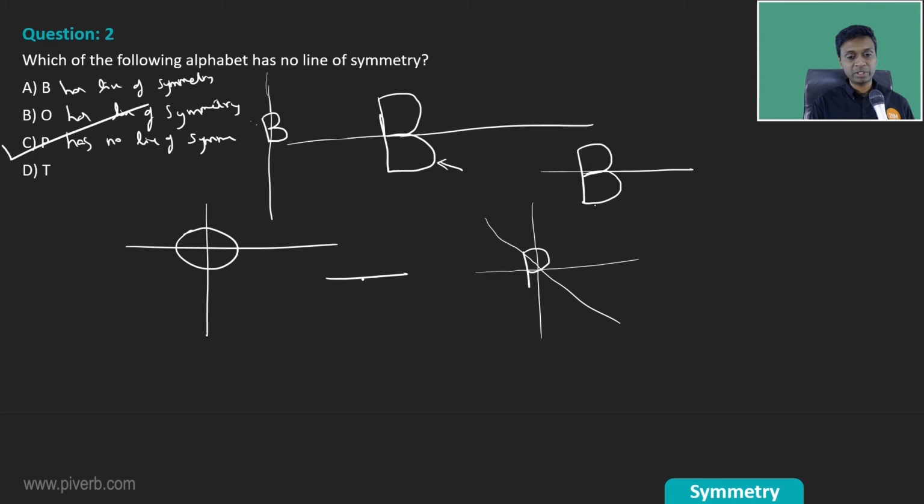T has a line of symmetry. Wonderfully, this line here is a line of symmetry. This part is symmetric about this part. This line sits on the line of symmetry, so I don't have to worry about that. This will go get folded exactly onto that. T also has a line of symmetry. The only letter of these four that does not have a line of symmetry is P.